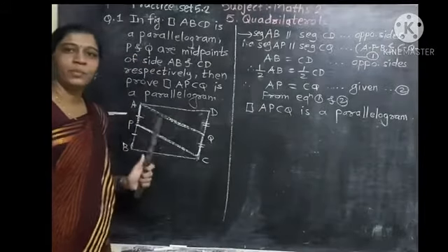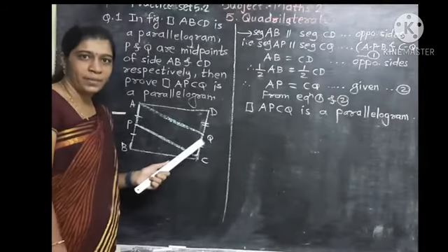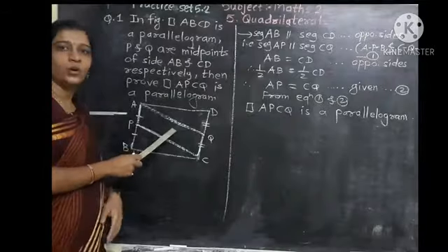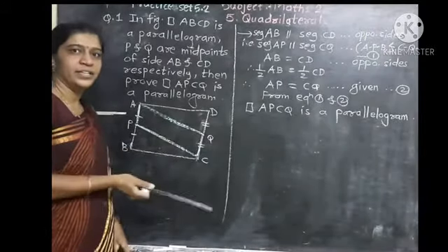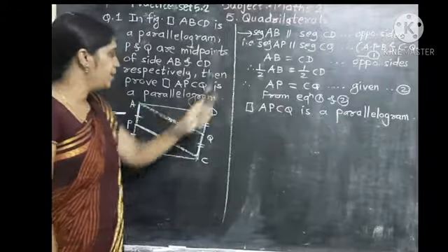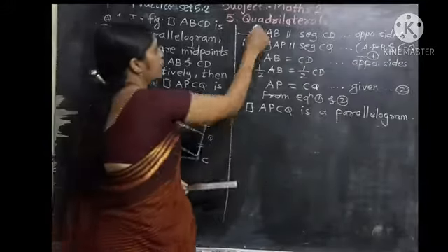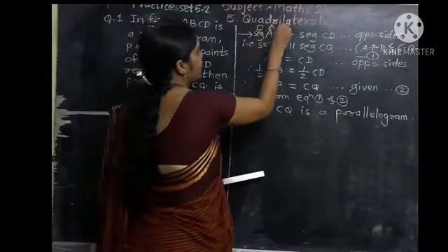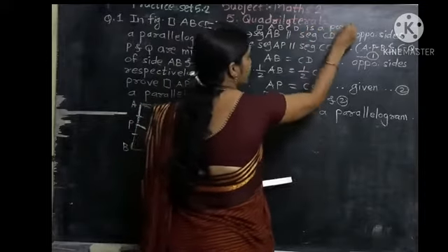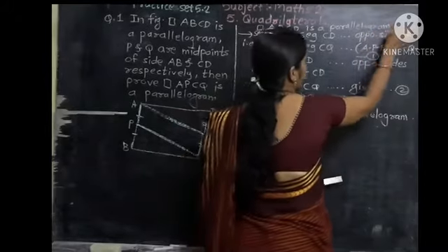If one pair of opposite sides is congruent and parallel, then it is a parallelogram. So we prove any one pair congruent and parallel, then it is a parallelogram. So start. Quadrilateral ABCD is a parallelogram. Given, it is given.